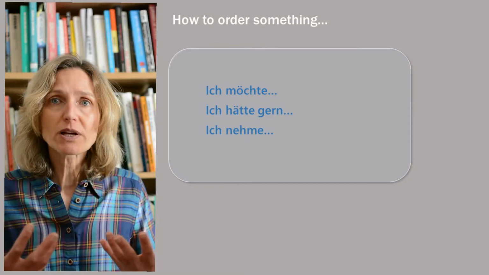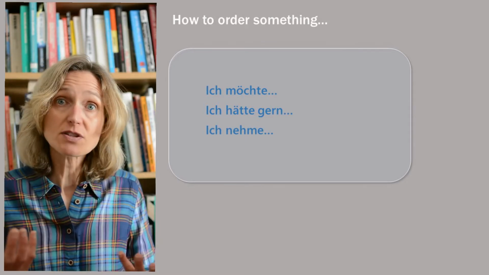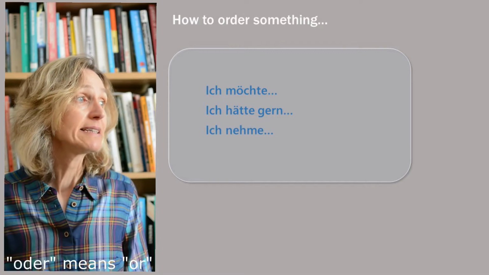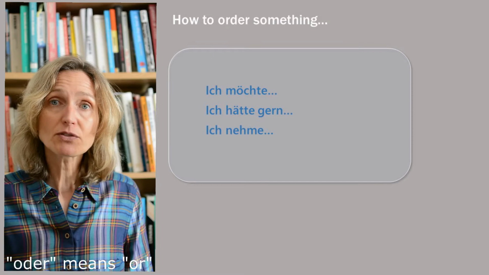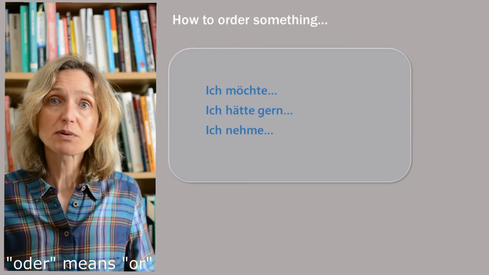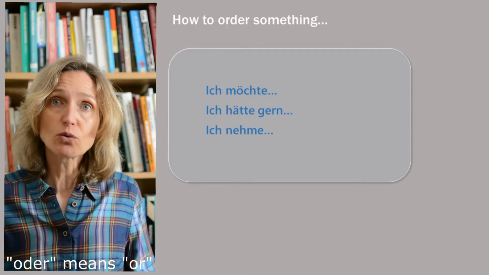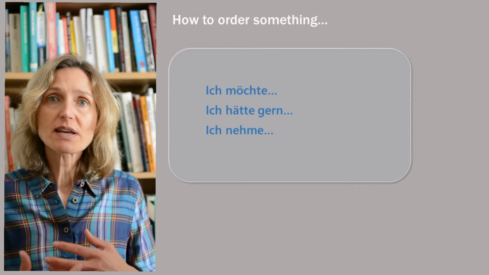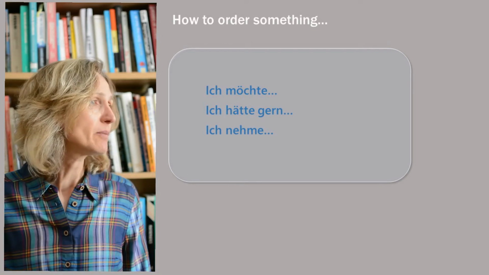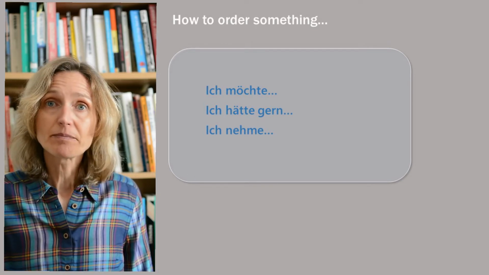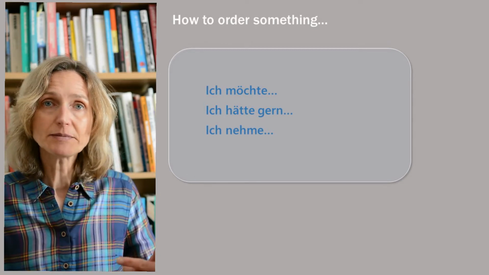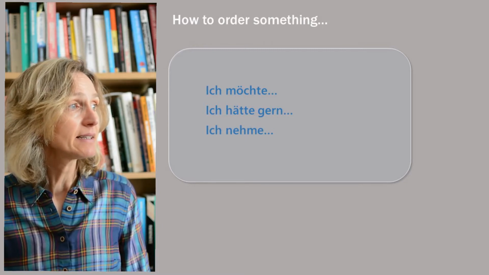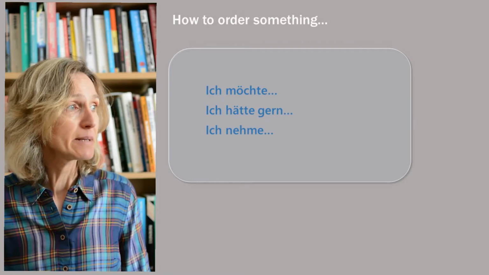So when you want to place your order, when you're ready, you could say, ich möchte oder ich hätte gern. Both of them are I would like. So it's either ich möchte oder ich hätte gern. You might want to say I'll take, which would be ich nehme. So I'll read through those again. Ich möchte, ich hätte gern oder ich nehme.